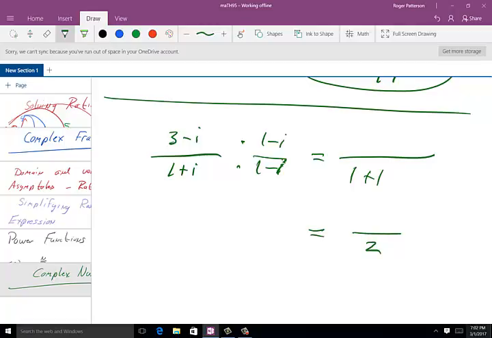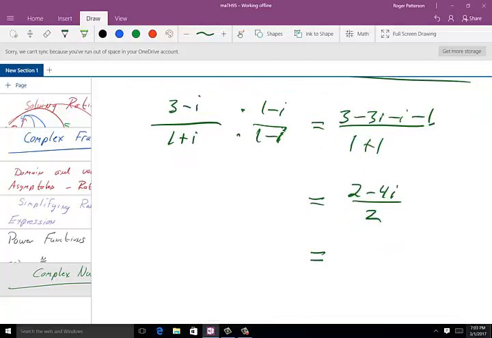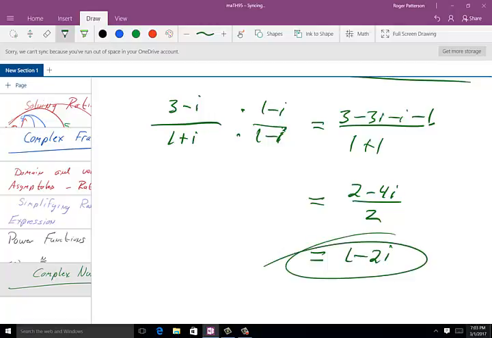What about on the top? 3 minus 3i, minus i plus 1, but really it's a minus 1, because i squared again is going to change it. So what do we get for a final answer on the top? 2 minus 4i. But that's not our final answer because we can cancel everything. What is this going to look like? 1 minus 2i. Done.